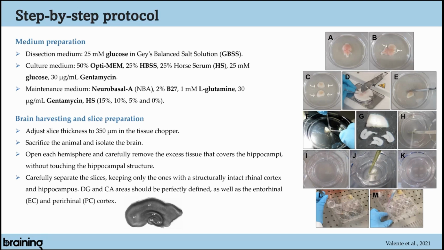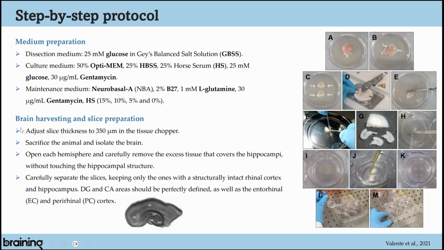So first of all, we need to prepare the media. Three different media are used: the dissection media, the culture media that is Optimem based, and then we have the slices in Neurobasal A medium from 3 days onwards. And regarding the procedure itself, we have to harvest the brain, as you saw in the video. So we adjust the chopper, we sacrifice the animal and isolate the brain.